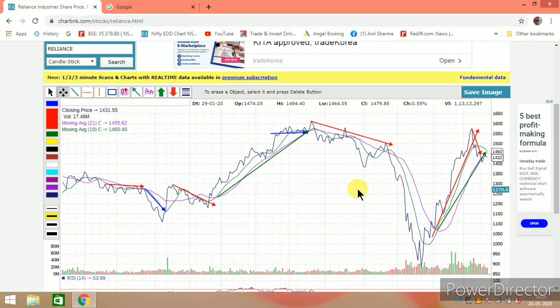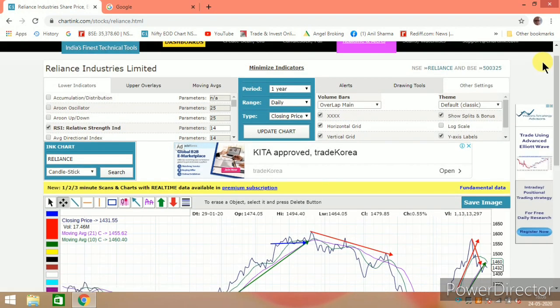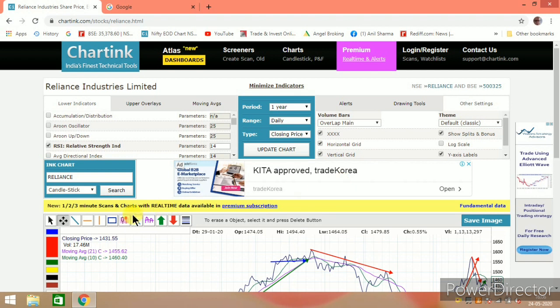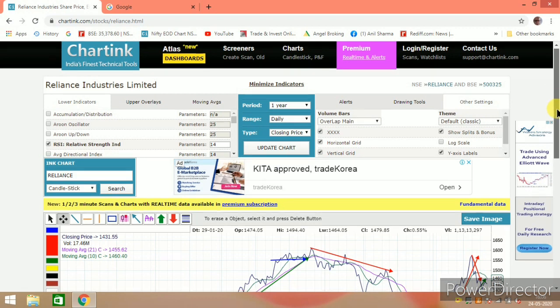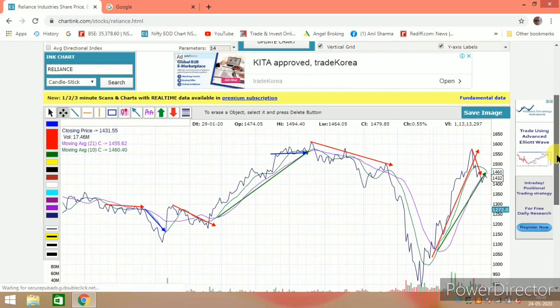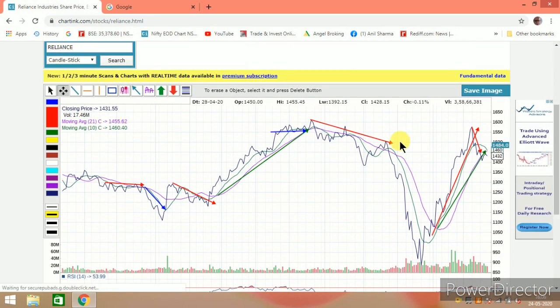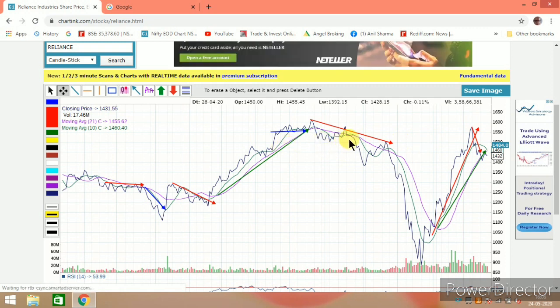Yes, welcome back, friends. So we will see here on charting.com. This is charting.com. Here I have put the chart of Reliance, 1 year chart. And then, friends, to find the trend, it is best that instead of going for a candlestick chart, you just have the line chart, which I have put here.